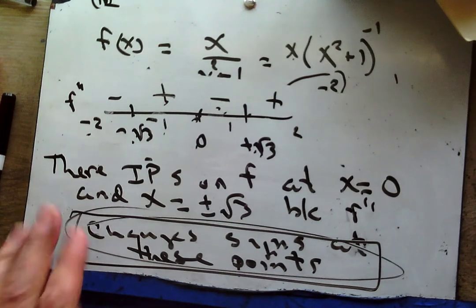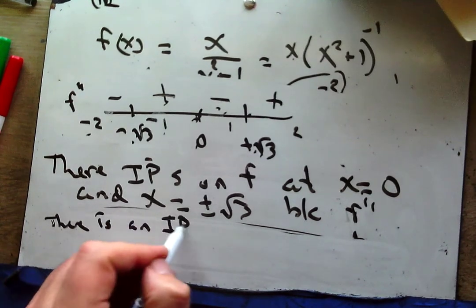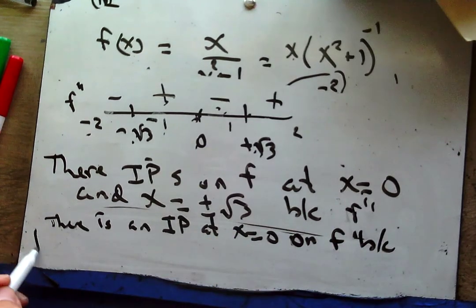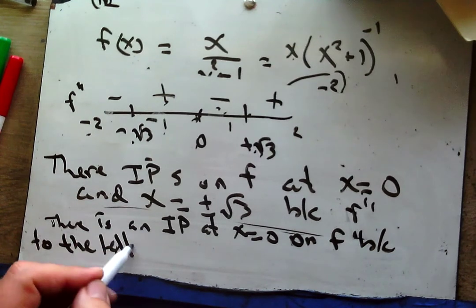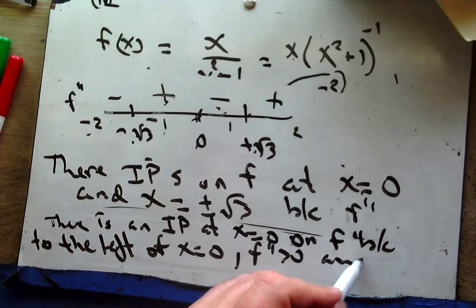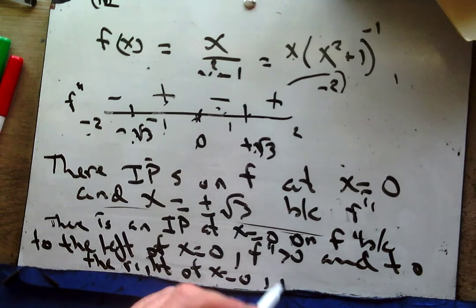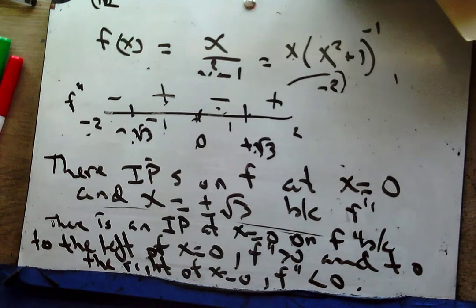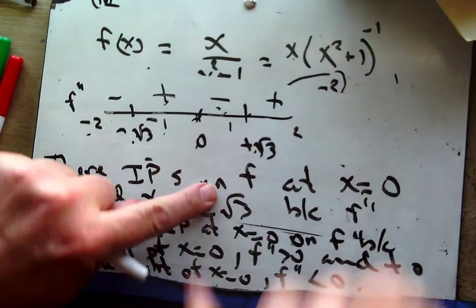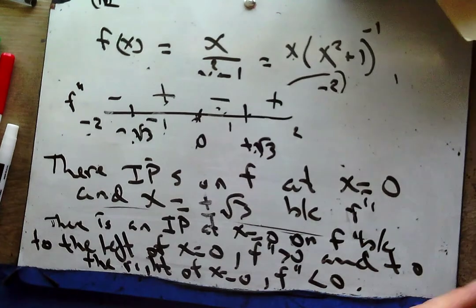Instead, do that other sentence, and I'll write it down now for you. There is an inflection point at x equals 0 on f because to the left of x equals 0, f double prime is greater than 0, and to the right of x equals 0, f double prime is less than 0. So you could certainly write that, but remember you have to write it not just for x equals 0, but also for x equals root 3 and also for x equals negative root 3. And that seems like a lot of writing. Okay, 13, our last station.